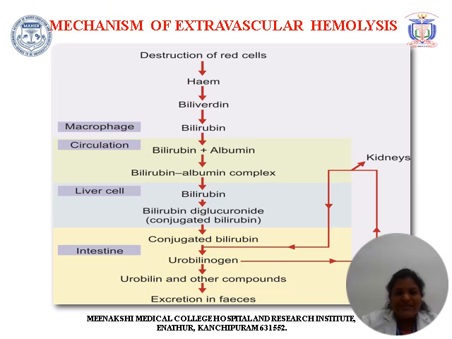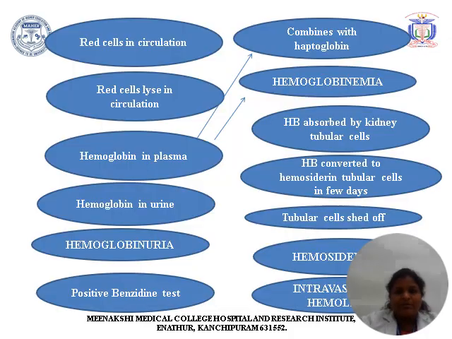Destruction of RBCs: the RBC is broken down, and heme is converted to bilirubin. Bilirubin then combines with albumin, forming a complex. Unconjugated bilirubin is conjugated in the liver, and urobilinogen is excreted, and urobilin and other compounds, that is stercobilinogen, are excreted in the feces.